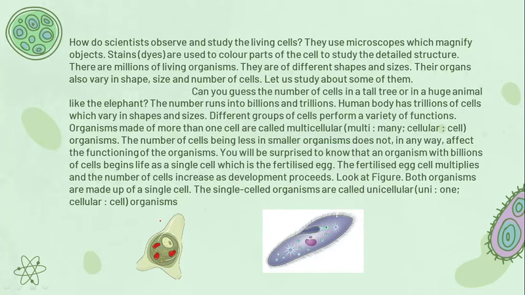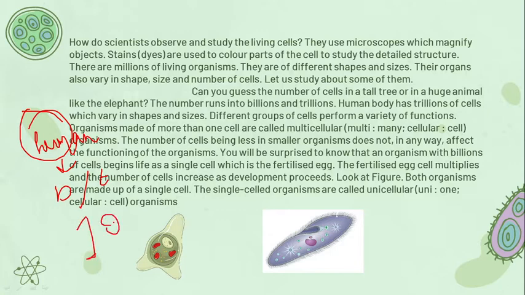if there is any organism, like a human, think this is a human, as this human contains billions or trillions of microorganisms like cells. So here they are telling that if an organism is made up of more than one cell, those are called multicellular. Multi means many and cellular means cell.